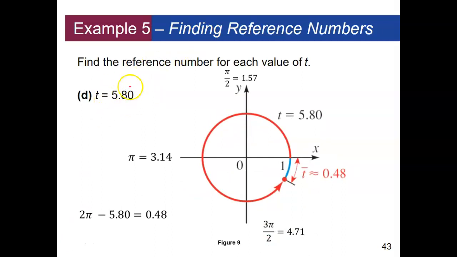Okay, so like I said, it's a little harder to visualize this 5.8. So what I would suggest doing is, first of all, you've got to figure out which quadrant that is. So if we convert each one of these to a decimal, pi divided by 2 is 1.57, pi is 3.14, 3 pi over 2 is 4.71. What we see is that 5.8 is actually going to be here in the fourth quadrant. So in the fourth quadrant, we're going to take 2 pi, as we have here, and subtract the 5.8 from it, and we're going to get 0.48, and that's going to be my reference number for this particular problem.